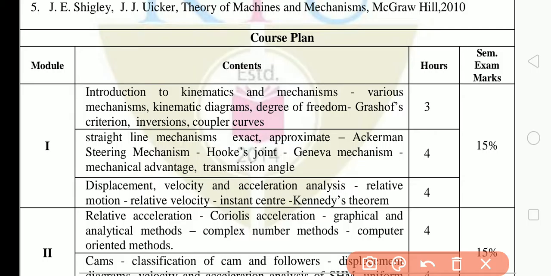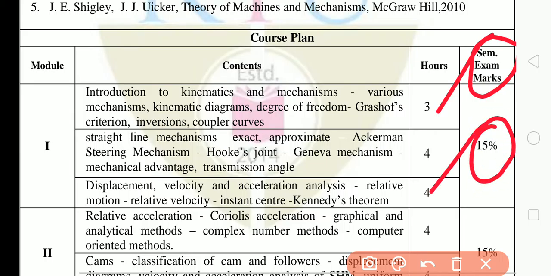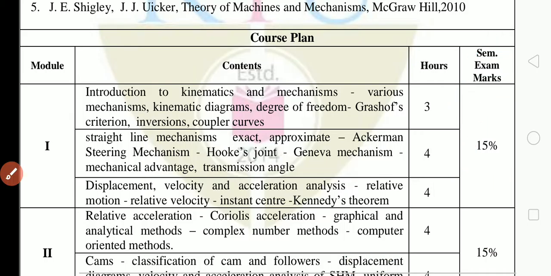That is given for each and every module. Again, if you look at the top right corner, you can see semester exam marks, and below that you can see 15%. What does it mean? It means this first module's weightage is 15% for the university examination, or 15% of the questions will come from the first module for the university examination. That is what it means.